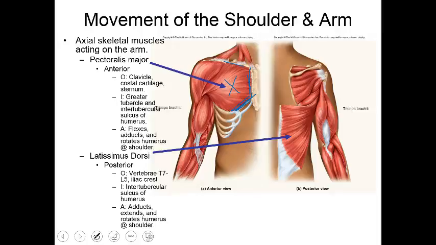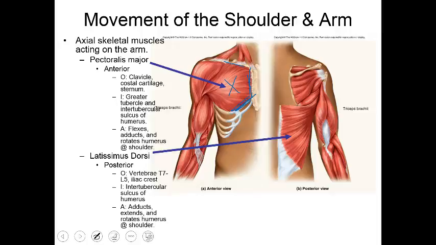It travels outwards and inserts itself into the greater tubercle on the humerus, as well as the intertubercular sulcus. So I hope everyone remembers the greater tubercle, the lesser tubercle, as well as that indent between the two tubercles, which is the intertubercular sulcus. And these are located on the proximal side of the humerus. And look at the job of this muscle.